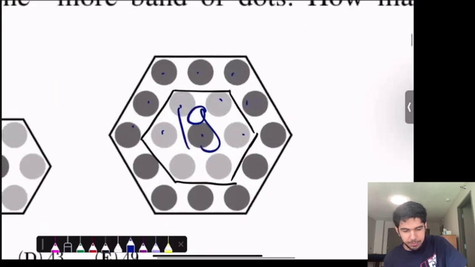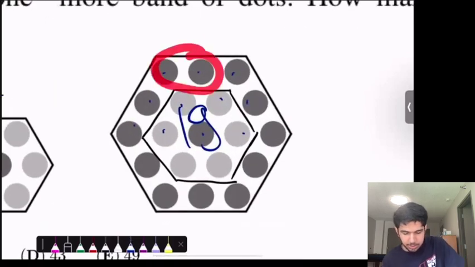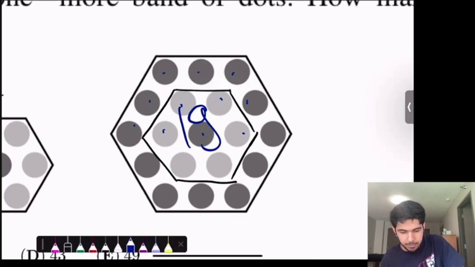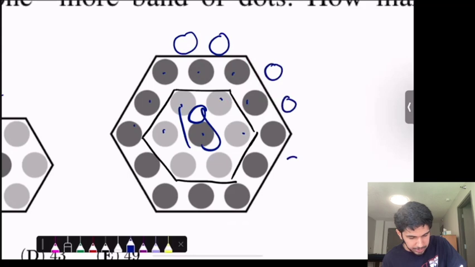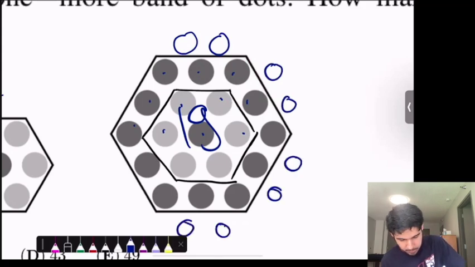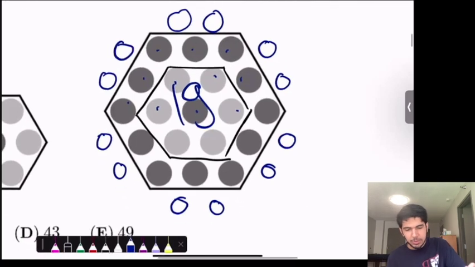So in between these 2 dots, I'll draw a new dot above them, in between them. Same thing here. And then again here, and so on. So I'll just quickly do this, and we'll see what happens. Okay, so we almost have a hexagon.